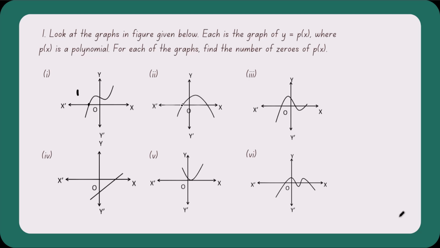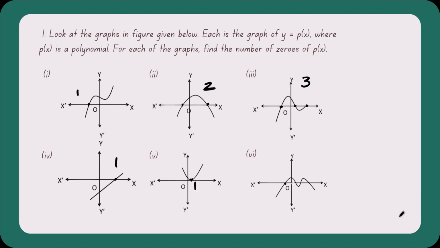Here, how many times is it touching? 2 times, so 2 zeros. Here, how many times is it touching the x-axis? Yes, it is intercepting the x-axis at 3 points. So the word can be intercept or touches the x-axis, right? Only the x-axis, not the y. Okay, so 1. Here also 1, right?